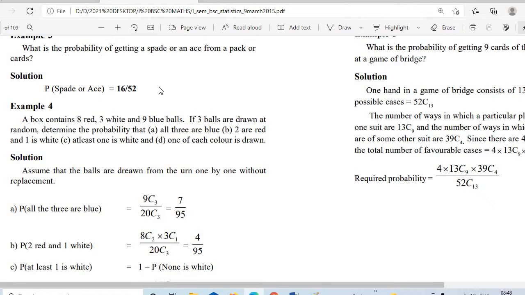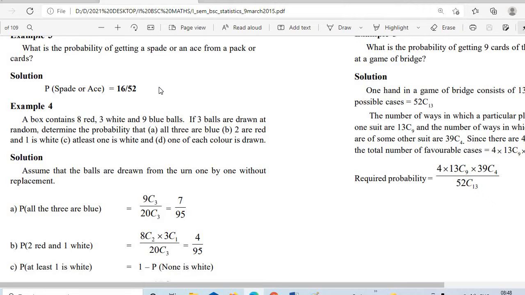The card may be a spade or an ace. So number of spades is 13. Number of aces is 4. But one of the aces is a spade itself. So 13 plus 3, that is 16 by 52. Okay, so that is the answer.